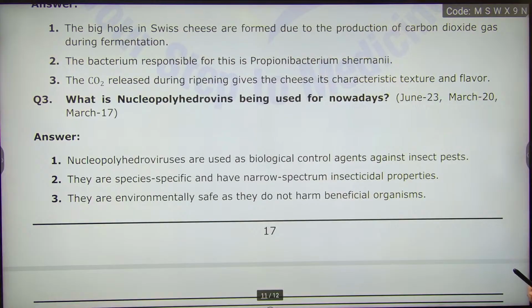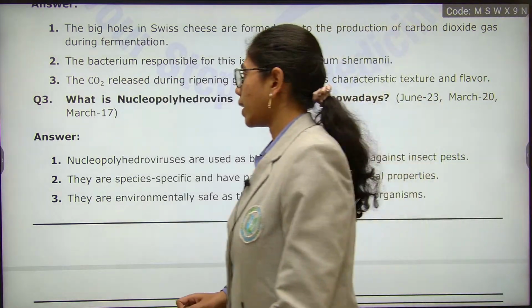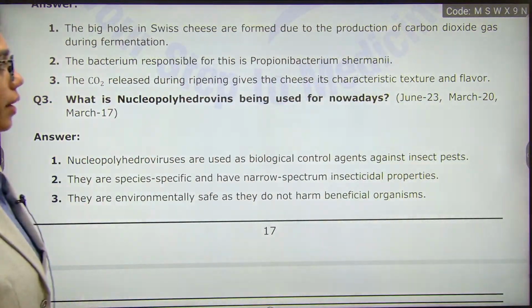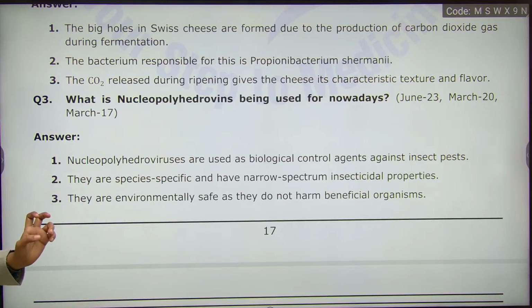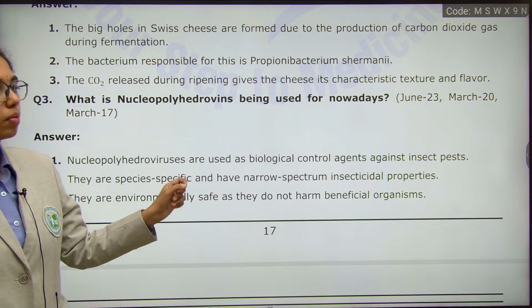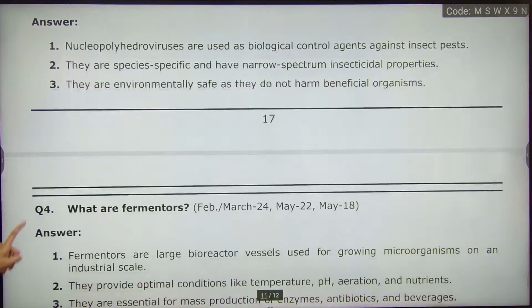Next, nucleopolyhedroviruses are being used nowadays. What are nucleopolyhedroviruses? They are used as biological control agents against insect pests. They have a narrow spectrum of insecticidal applications and are species specific.